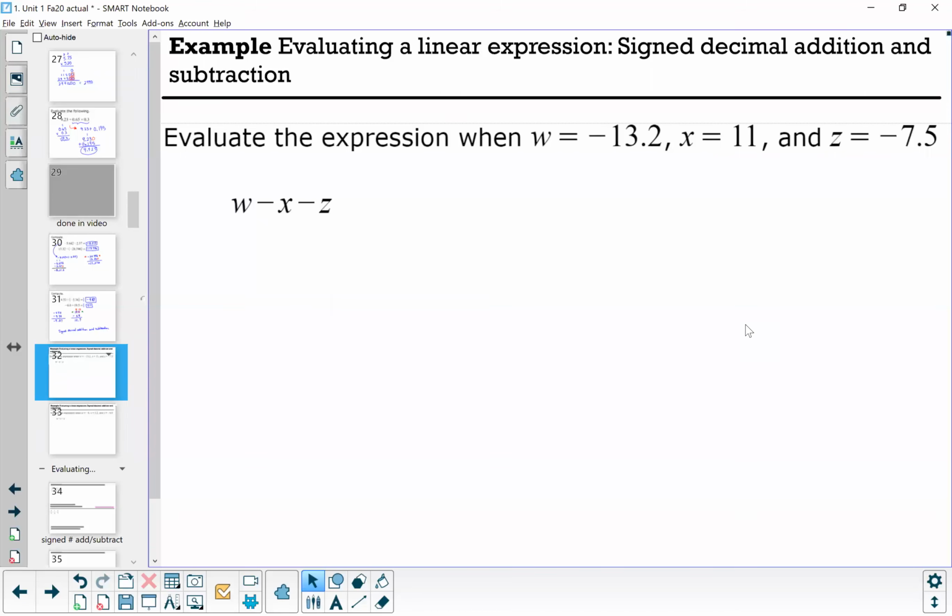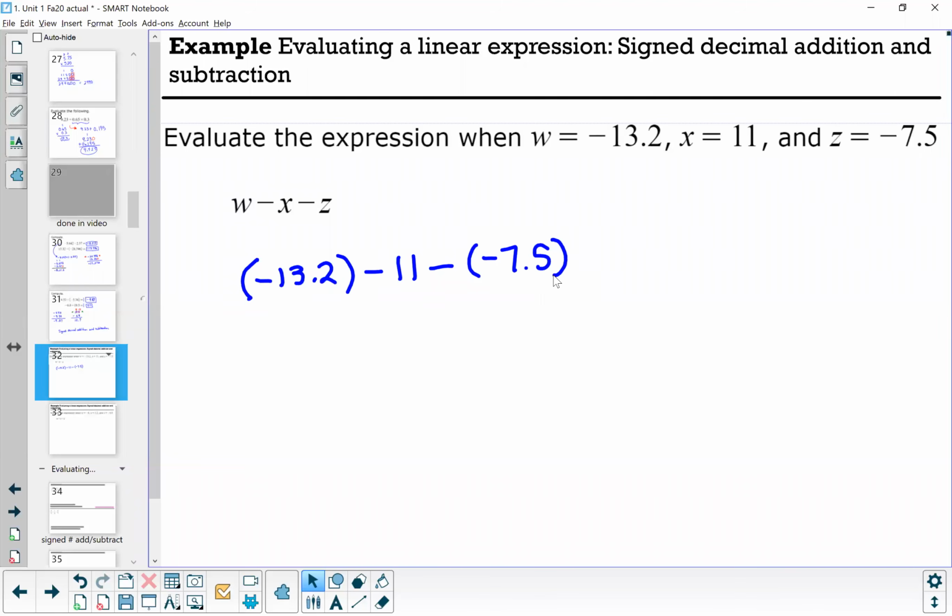So I'm going to substitute for w, parentheses, negative 13.2, close parentheses. Then we have minus x. I'm going to do minus parentheses. I don't really need it because it's positive 11, so I'm just going to write minus 11. And then minus, and then parentheses. We're substituting for z, which is negative 7.5.